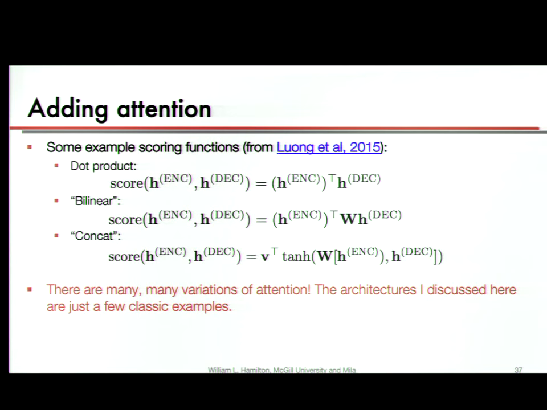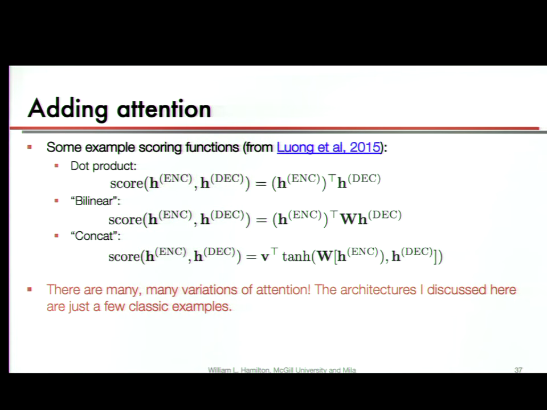So what kinds of scoring functions? How do we actually compute how much should we attend to one encoder hidden state given a particular decoder hidden state? There's a wide variety of things you can do. These are some examples from a paper by Thang Luong, who, as I mentioned, is now at Google, previously a PhD student at Stanford. So a simple thing you can do is just take dot products. You can do what's called a bilinear model where we're doing a dot product but we're putting a matrix in the middle here.